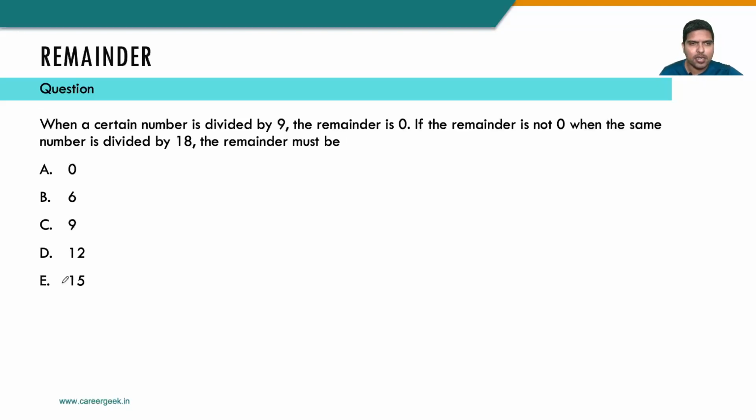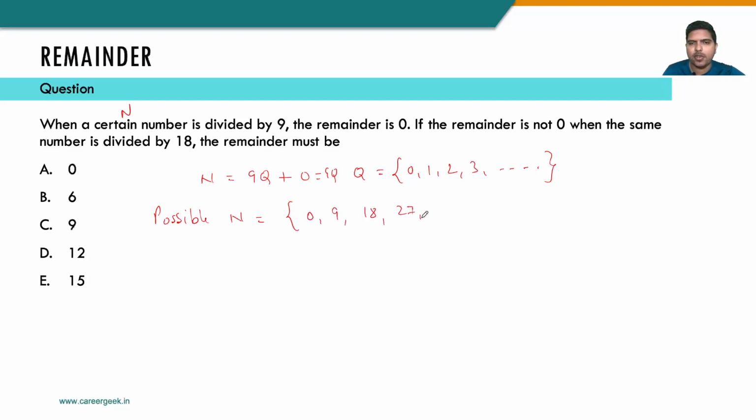A similar question, let's say when a certain number is divided by 9, the remainder is 0. Okay, let the number be n or x or anything. Divided by 9, divisor is 9, quotient is q, the remainder is 0. So q can take values, all of this. So then we'll find possible values of n, right? So when q is 0, so this is basically 9q, right? N is 9q. So multiples of 9: 0, 9, 18, 27, 36, 45, and so on.